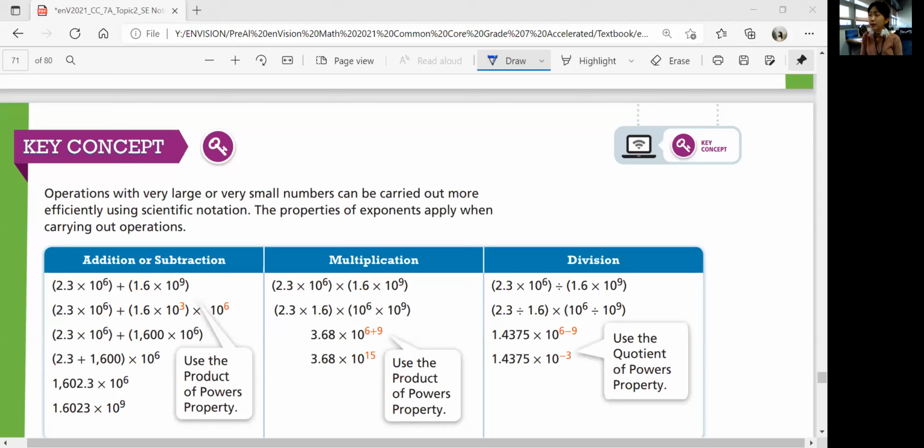In topic 2, we learned about real numbers. You should be able to categorize the different categories of real numbers and know how to express them in different ways using rational numbers and scientific notation, and use the properties of exponents to carry out operations with big and small numbers as well.